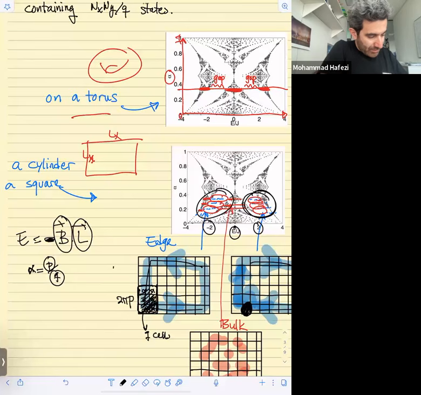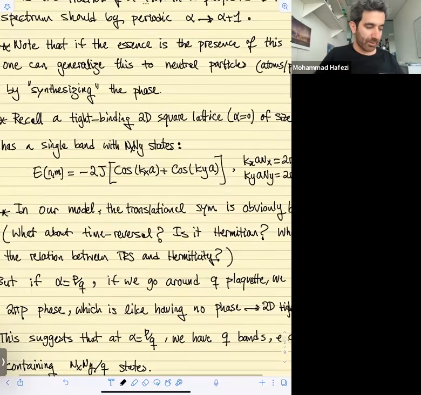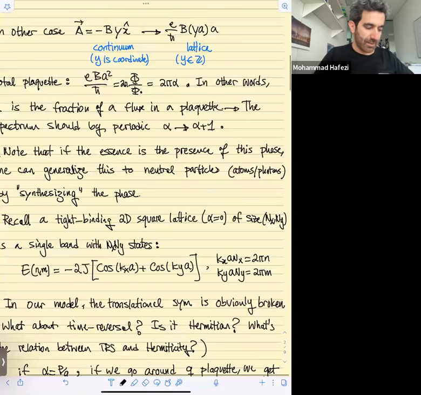So if I actually hop on these magnetic cells that each have q in them, then it's as if there is no magnetic field. Does that make sense? Remember that in a normal tight binding model, when there was no phase, you would hop from one side to another and there was no phase, and then your energy was just 2J cosine kx plus cosine ky.